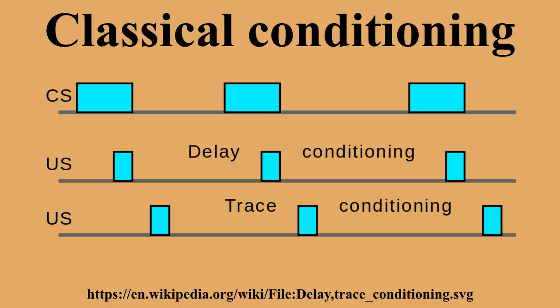For example, a bell might be paired with food until the bell elicits salivation. If a light is then paired with the bell, then the light may come to elicit salivation as well. The bell is the CS1 and the food is the US. The light becomes the CS2 once it is paired with the CS1.